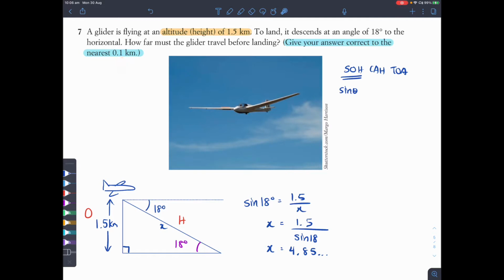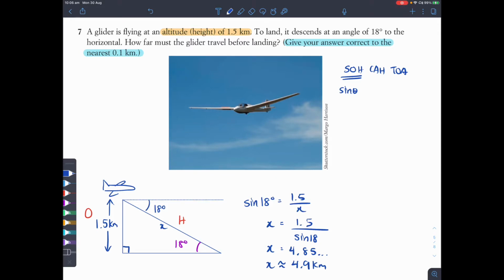And because the question says to round to the nearest 0.1 kilometers, meaning the number right after the dot, we want to either keep this or change this, and this depends on this number here. That number is 5 or above, so that is going to change that to a 9. So we're going to say that x is approximately 4.9 kilometers.